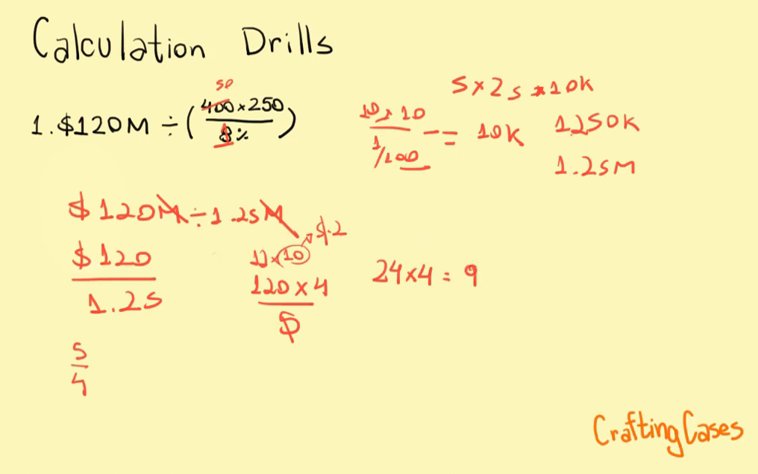which is 96. Well, let's go through this slower. 80 plus 16. 20 times 4, 4 times 4. Okay? So this brings us to an answer of 96.